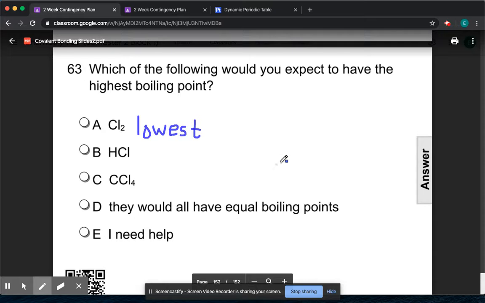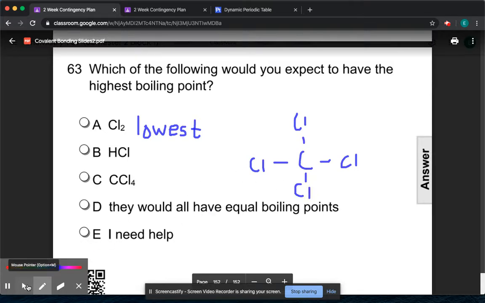And then CCl4. So CCl4 would look like this. If we were to draw the Lewis structure, how many electrons are we working with? You have 7, 14, 21, 28 plus 4. We have 32 in our bank. And then if we do the dots, everyone will be happy.